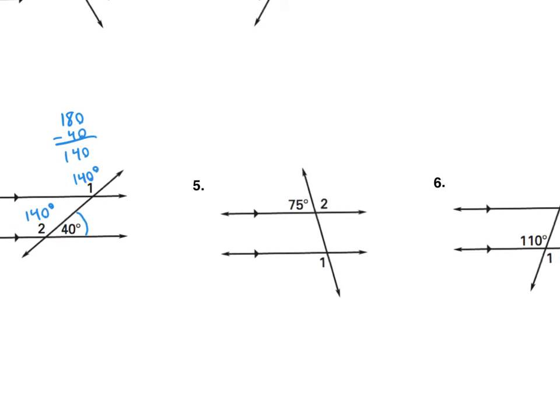Number 5, angle 2 and the 75 degrees form a linear pair as well. So they add up to 180 degrees. And if we subtract out the 75 degree angle, we are left with 105 degrees. And that's what angle 2 is. And angle 1 is a consecutive exterior angle with the 75 degrees, or an alternate exterior angle with angle 2. And alternate exterior angles are congruent. So this one will be 105 degrees as well.